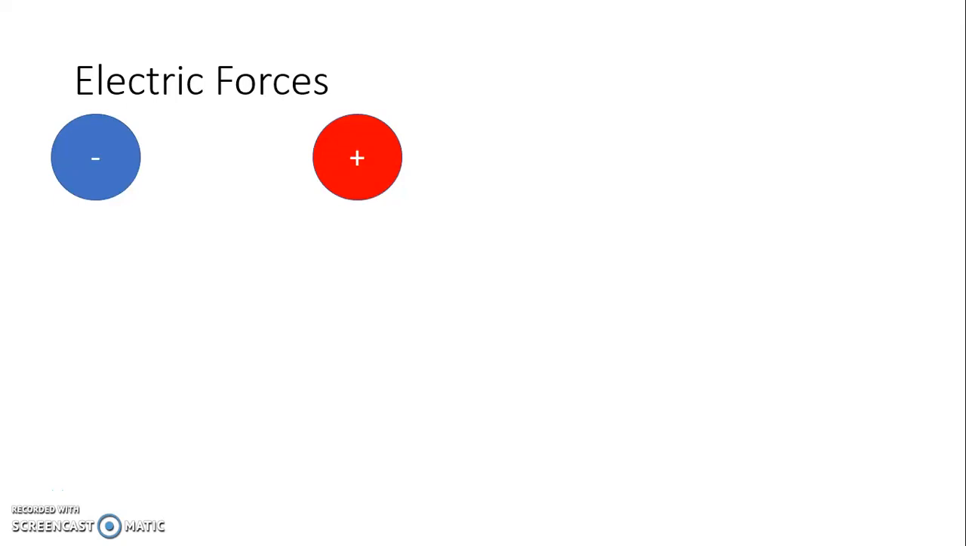Let's talk a little bit more about electric forces and then something we call electric fields and even voltage, which is another term for electric potential. Now, we'll start off simply. Let's say we have a negative charge and a positive charge. What's going to happen to these two charges? Well, they're going to attract each other and pull towards each other.